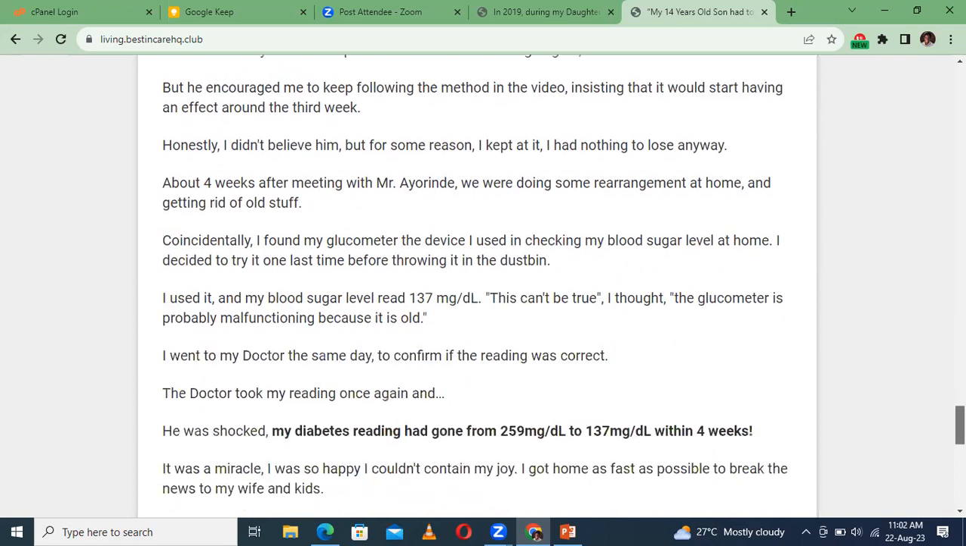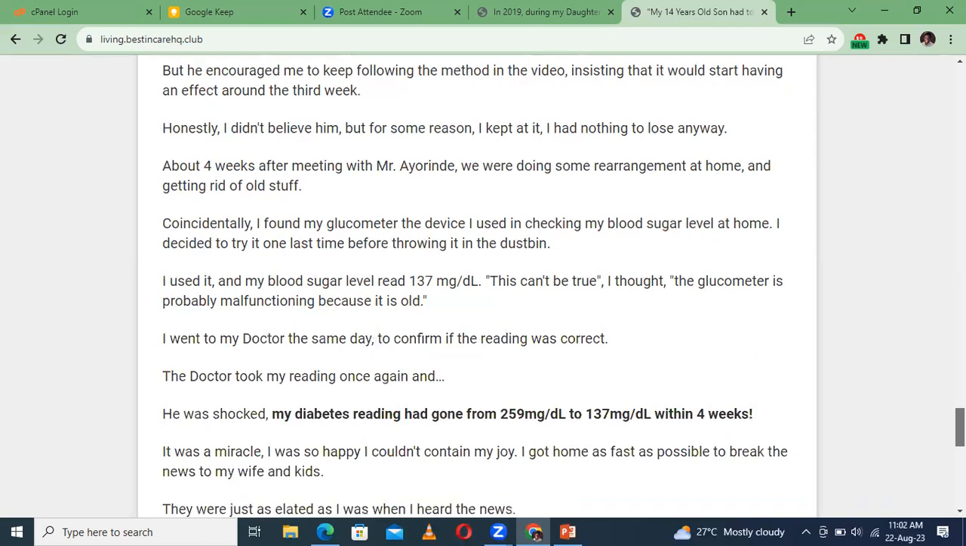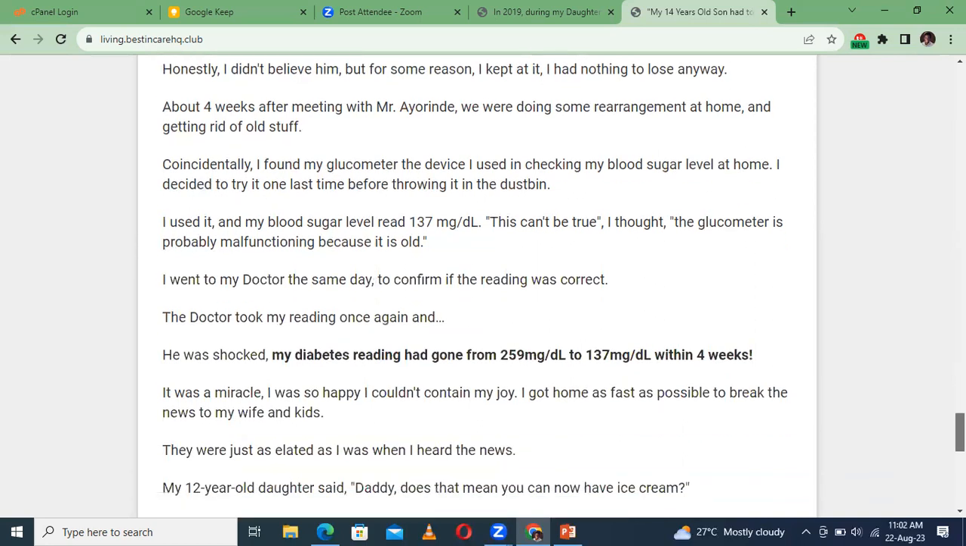Coincidentally, I found the device I used in checking my blood sugar level at home. I decided to try it out one last time before throwing it in the dustbin. I used it and my blood sugar level read 137 milligram per dl. This can't be true, I thought. The glucometer is probably malfunctioning because it is old.